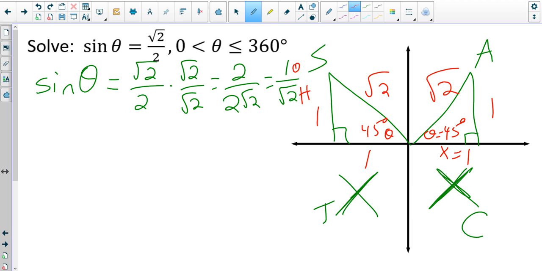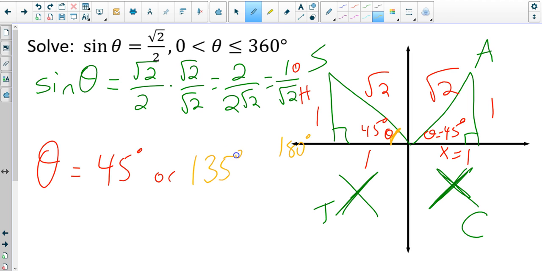So I know that those two angles are 45 degrees. So my angle theta has an answer of 45 degrees, or this angle here is 45 degrees as well. Remember that this is at 180, so 45 degrees before 180 is 135 degrees. Or in other words, this angle here is 135 degrees.